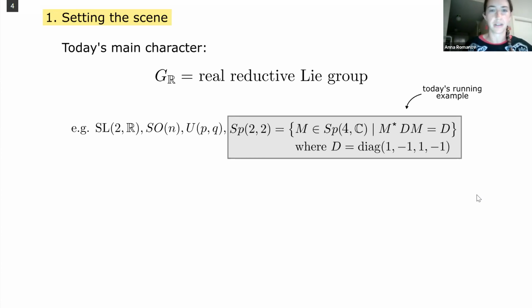And again, we'll remind ourselves about symplectic matrices a little bit later in case you don't think about type C so often. Or you could also think about SO(N) as a great example of a real reductive Lie group, or U(p,q), which is this set of p plus q by p plus q matrices that preserve a Hermitian form of signature (p,q). So these are some good examples of real reductive Lie groups if you don't think about these so often.